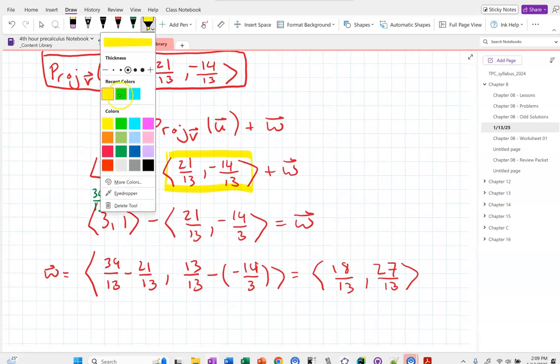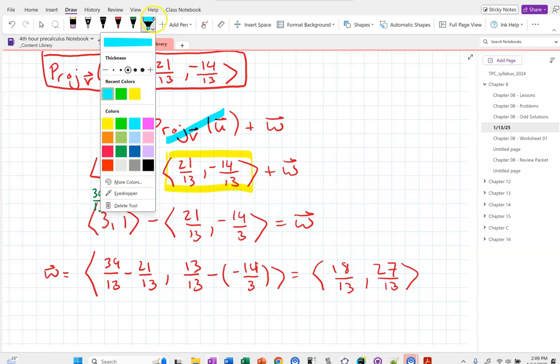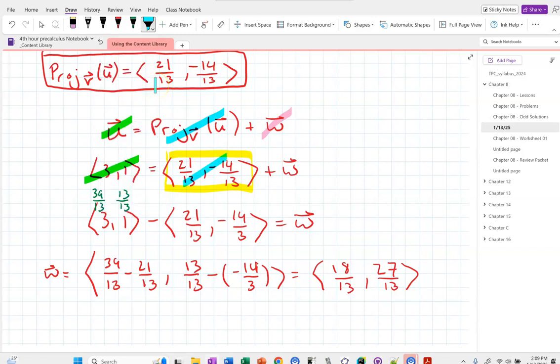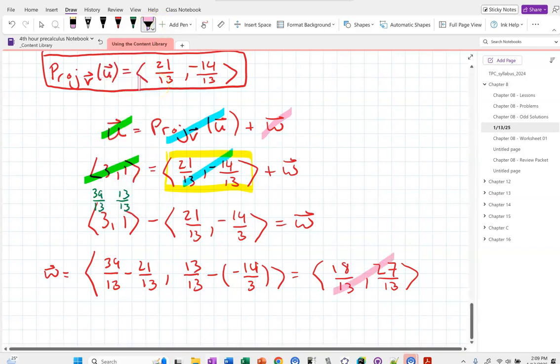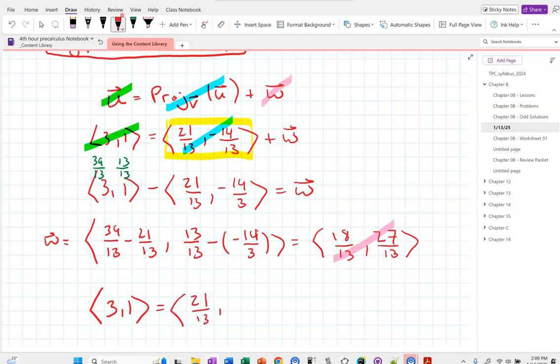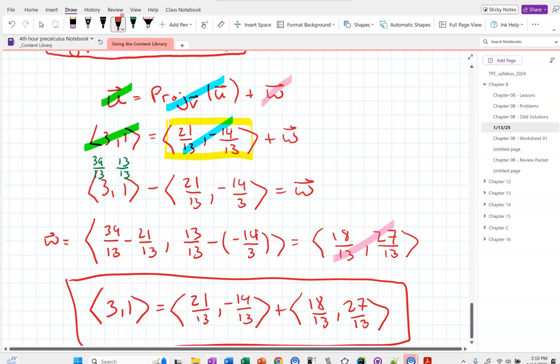So if I look now, I needed U, the projection of V onto U, and then W. Well, I have U, I have the projection, and now I have W. So I have now everything I need to rewrite U as the sum of orthogonal vectors, one of which is the projection.